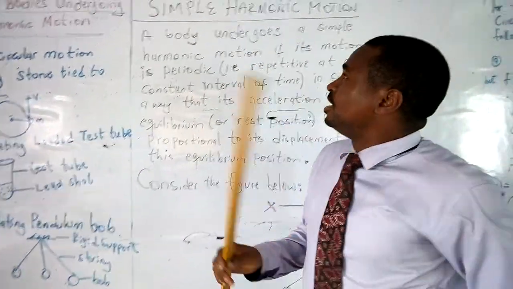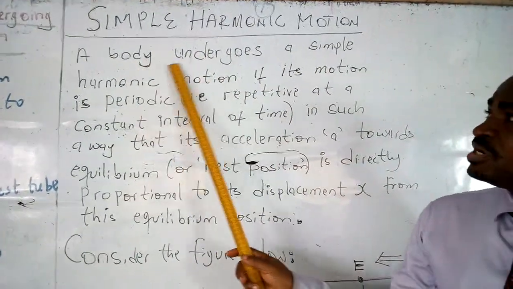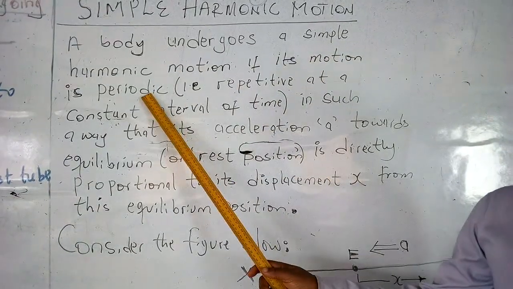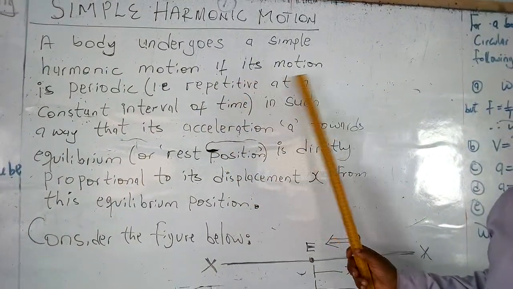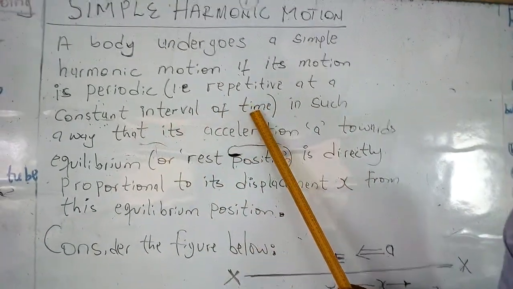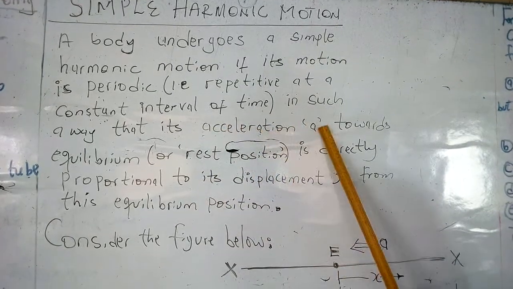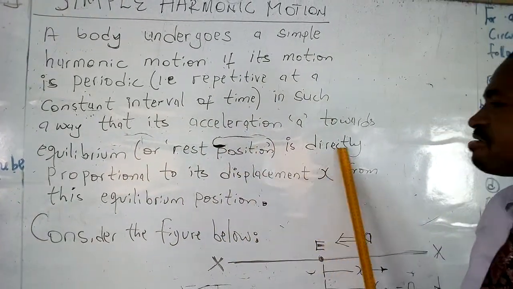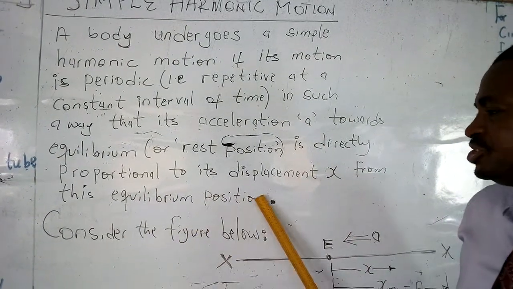Now, simple harmonic motion. A body undergoes a simple harmonic motion if its motion is periodic. What do you mean by periodic? That means the motion is repetitive at constant intervals of time, in such a way that its acceleration a towards equilibrium or rest position is directly proportional to its displacement x from this equilibrium position.